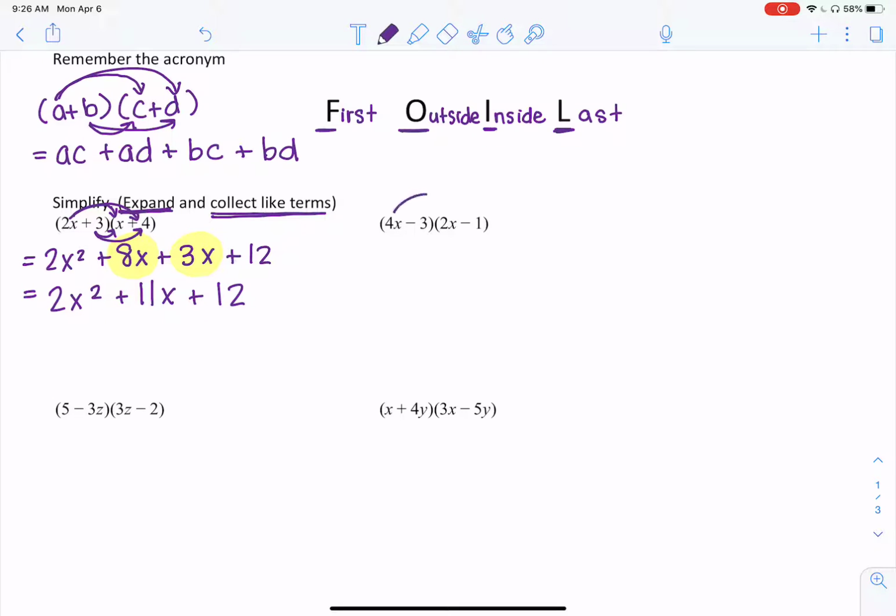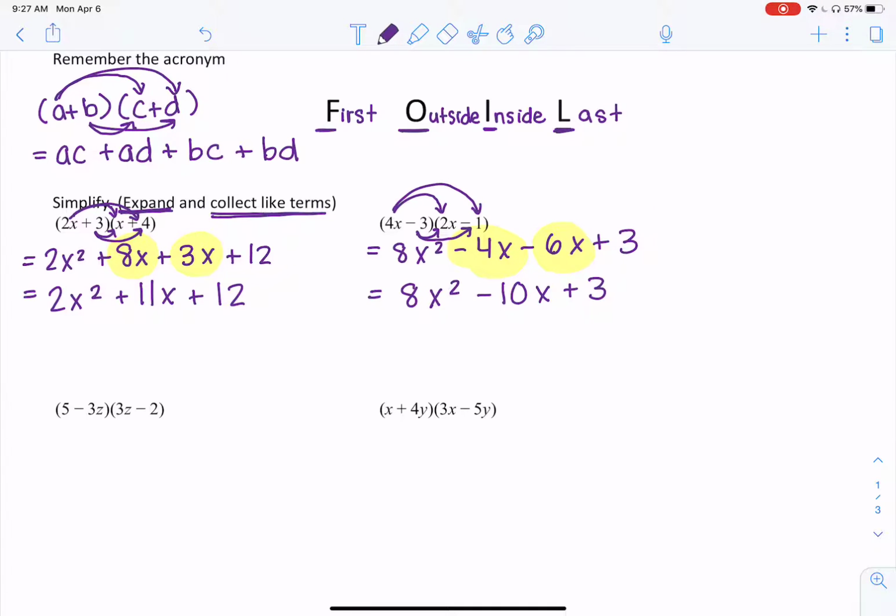We're going to take this 4x and multiply it by the 2x. Then we multiply it by this -1. And now we need to deal with the 3. So the -3 gets multiplied here and multiplied by my -1. And similarly, I'm going to have to collect some like terms here. So those two terms that have an x, I can combine those. And then, because I have no more like terms, I know that I am done.